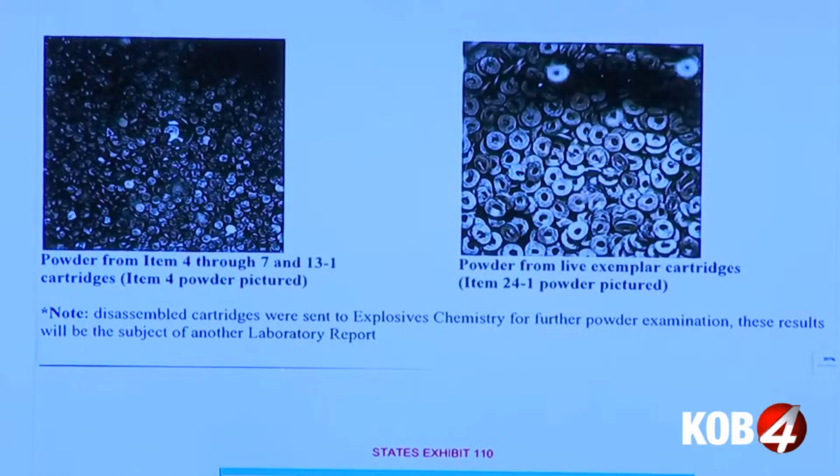Let's move to State's Exhibit 110. Tell us what we're looking at here. So on the left side, you're looking at a photograph of the powder that was taken from the item 4 cartridge. So this was one that was submitted that was presumed to be live based on its exterior appearance. But once I took it apart, this is the actual powder that I pulled from the inside of that cartridge. And on the right, you're looking at the same thing, but this is from item 24-1, which is one of the cartridges that was submitted as being known to be a live cartridge.